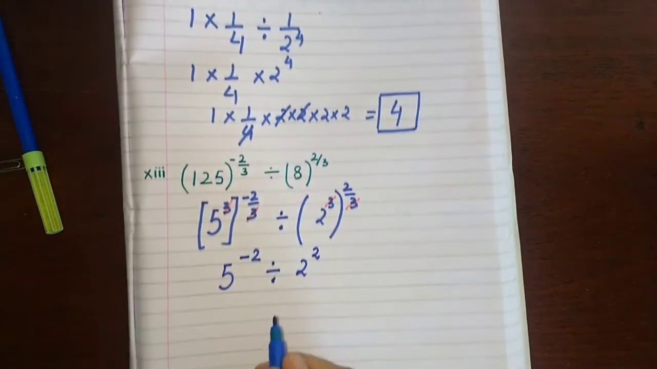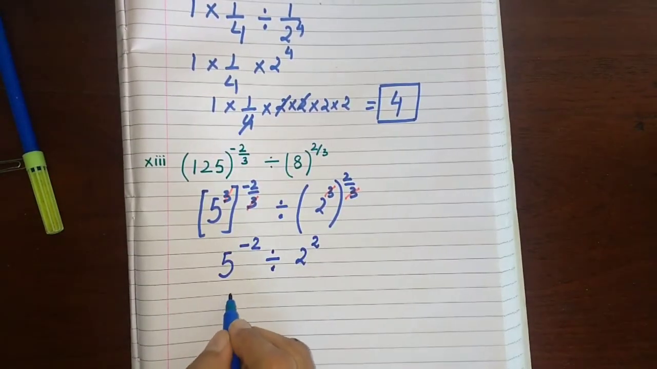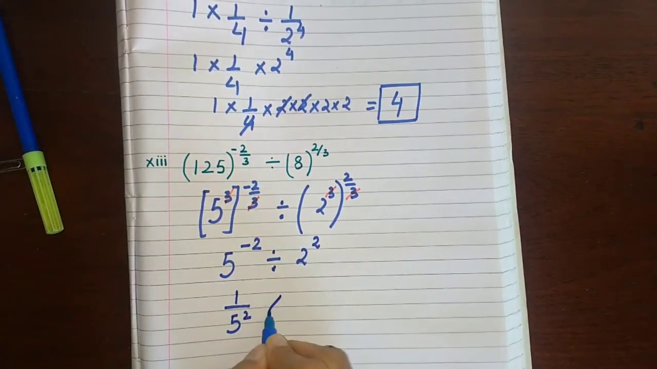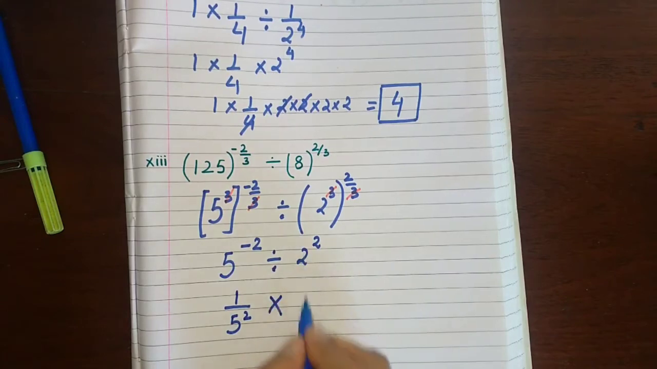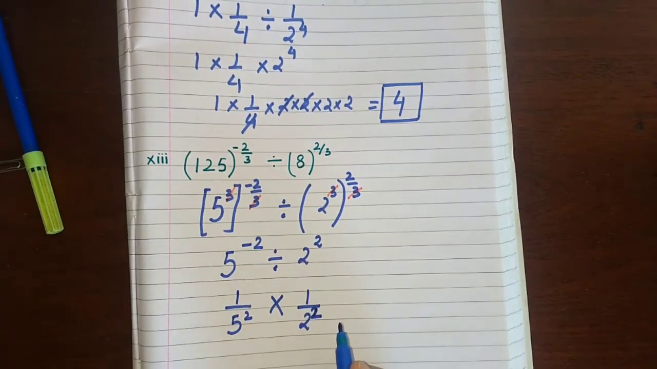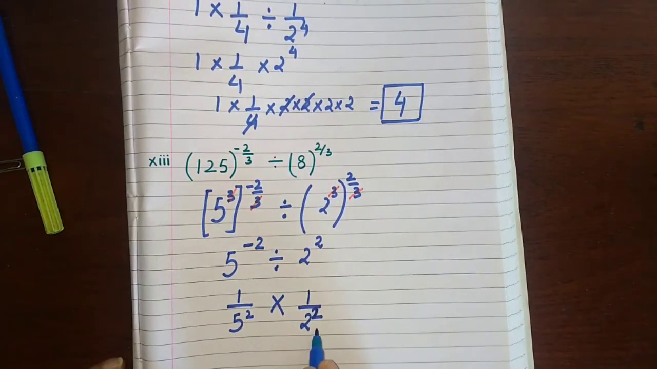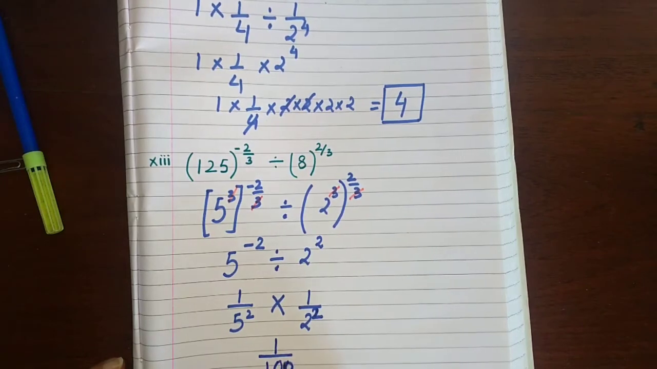5 raised to the power minus 2 can be written as 1 upon 5 square. The division sign gets converted to multiplication sign, so it will become 1 upon 2 to the power 2. So 5 into 5 is 25, 25 into 4 is 100. So the answer is 1 upon 100.